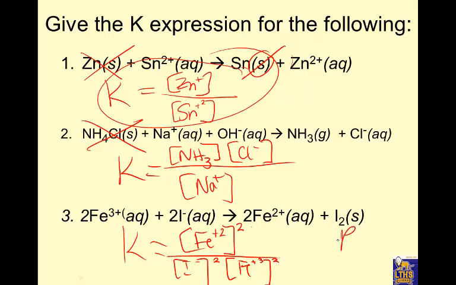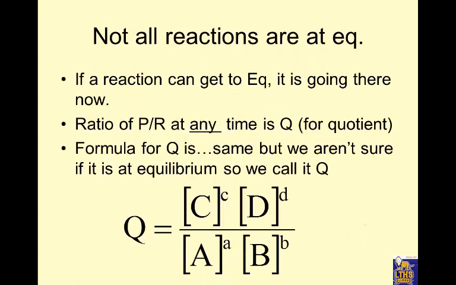Okay, so it's always products over reactants. Use coefficients. Too bad solids and liquids, you're not allowed. All right, so truth is, not all reactions are at equilibrium, but if it's going to equilibrium, it's on its way. So we can actually take the ratio of the products over reactants at any time, and we call it a reaction quotient because we're not sure if it's at equilibrium. We call it Q. Wait a second, this looks exactly the same as KEQ. That's true, but if we don't know if it's at equilibrium, it's called a Q for reaction quotient because we're not sure it's at equilibrium.